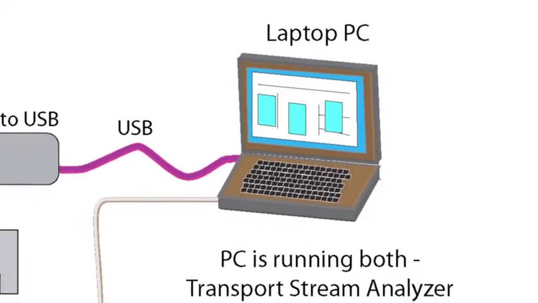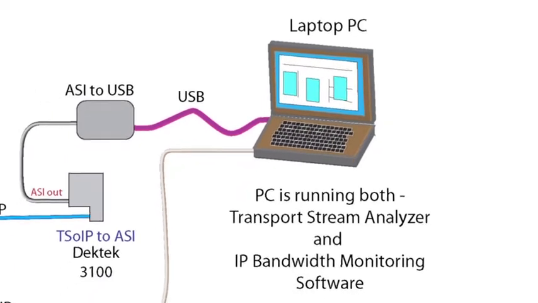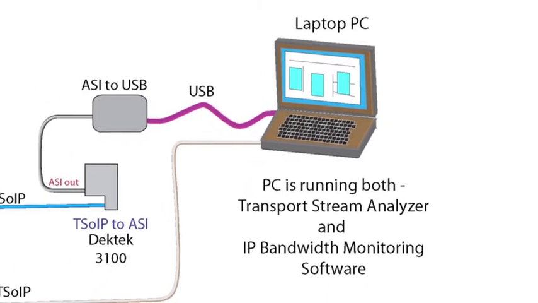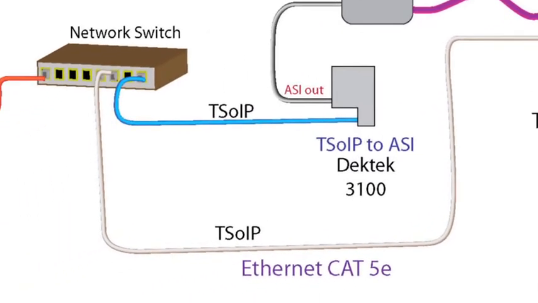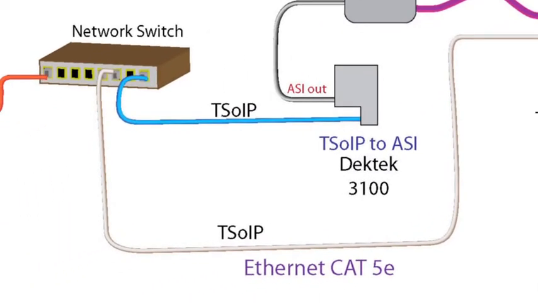The laptop PC was running both a transport stream analyzer and an IP bandwidth monitor. The bandwidth monitor was used to measure the TSoIP stream directly from the network switch connected to the PC.